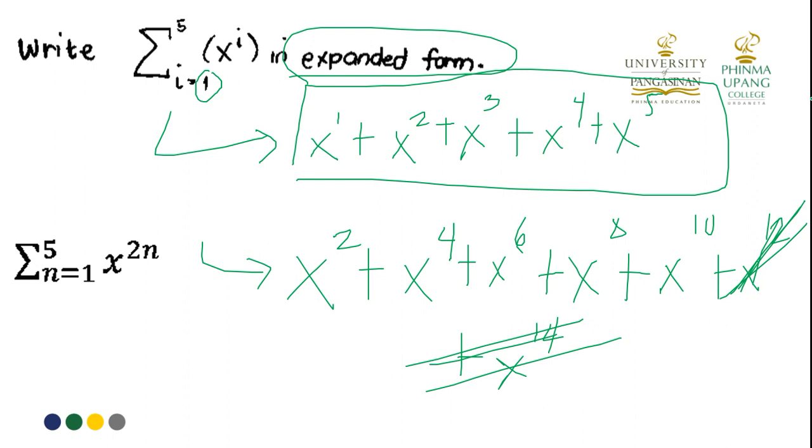2 times 2 is 4. 2 times 3 is 6. 2 times 4 is 8. 2 times 5 is 10. And the upper limit or the end point of our summation is 5. That's why the final answer should be x raised to 10. And we have 5 terms according to the given problem, which is 1, 2, 3, 4, and 5. Did you get it po? Yes, sir. Can we move on to the next?